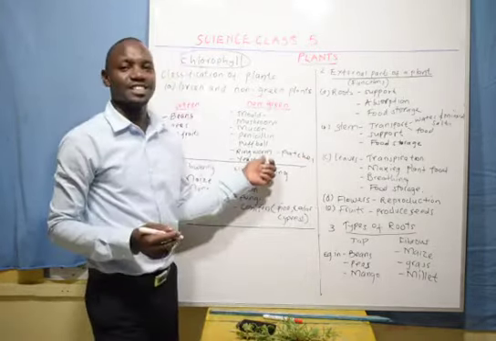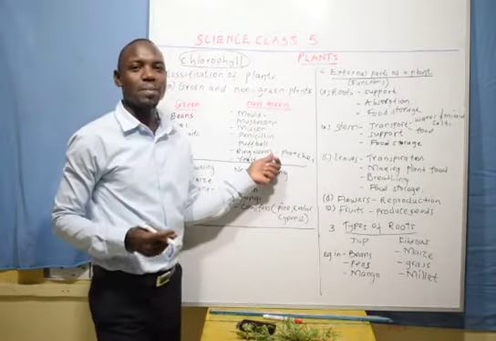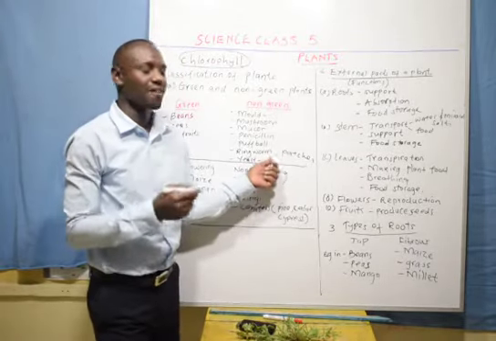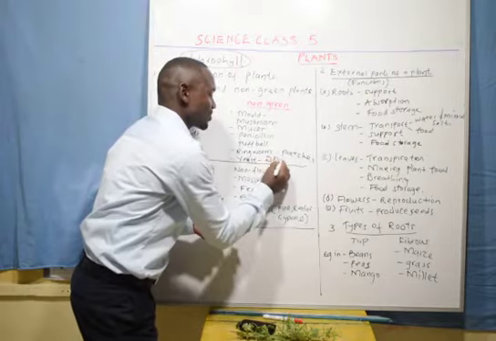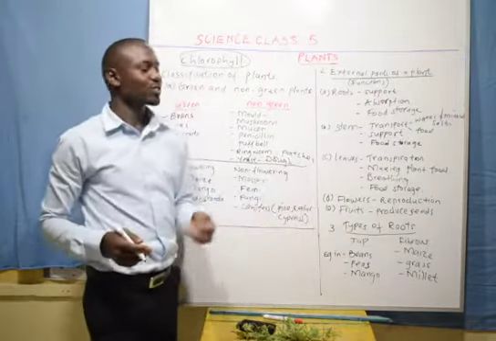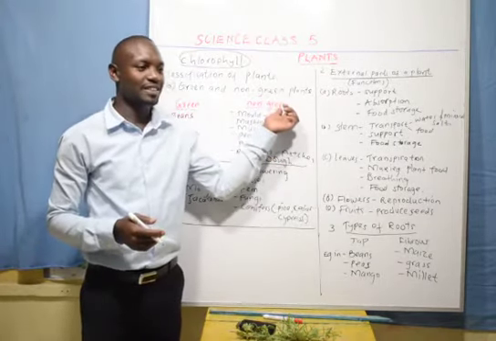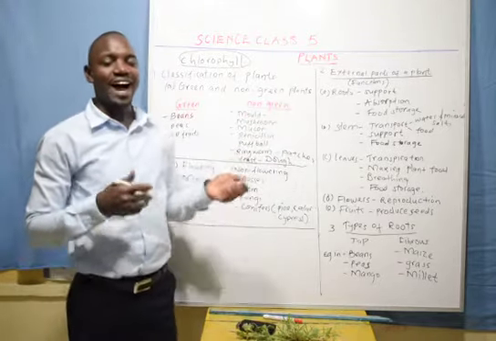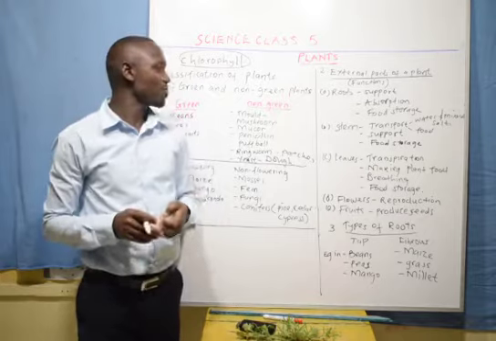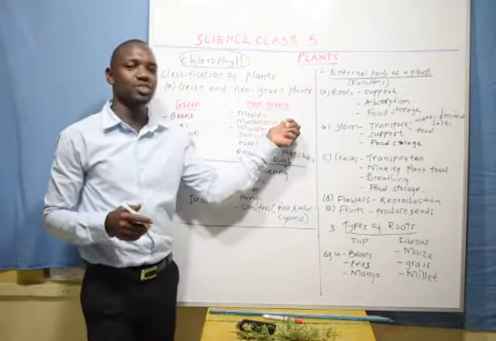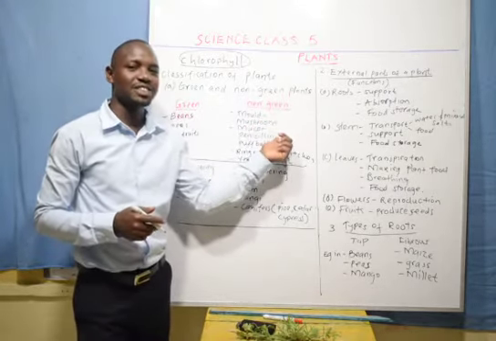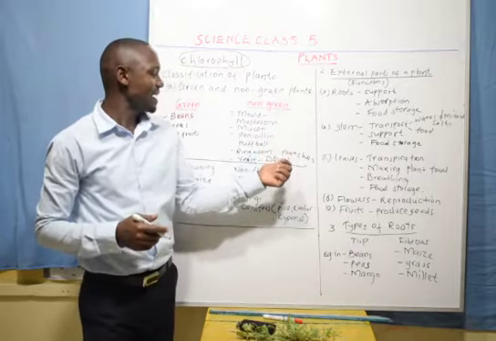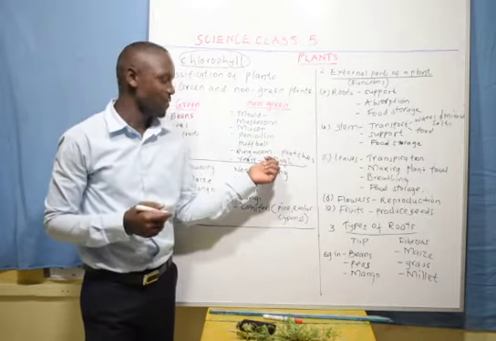Then we have yeast. Yeast is used to raise dough when baking. So those are examples of non-green plants. I said they are bacteria and fungi. All these are examples of fungi. And we have some fungi which are useful to human beings, like mushroom, which is used as food. We have penicillin, which is used as medicine, and yeast, which is used to raise dough when baking.